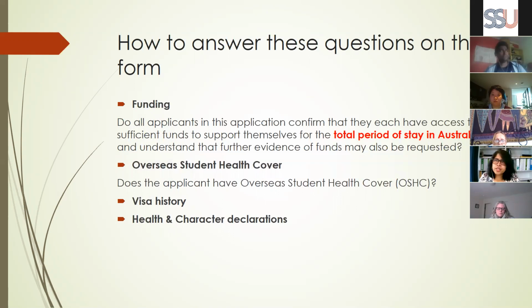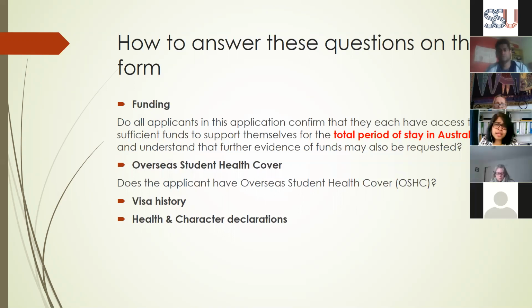And the other important question is funding. Of course, this is one major assessment criterion as well. The question in the application form asks, do all applicants in this application confirm that they each have access to sufficient funds to support themselves for the total period of stay in Australia, and understand that further evidence of funds may also be requested. The question asks whether you have enough money or enough financial support to cover the total period of your stay in Australia. So I have highlighted that wording. You have to declare that you have money not just for the first 12 months, but for the full duration you are planning to stay in Australia.